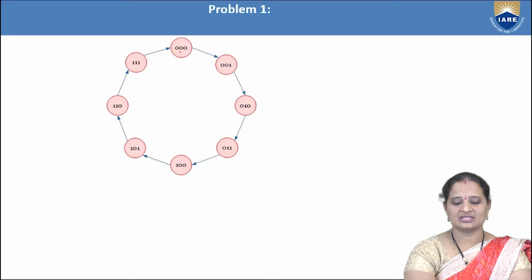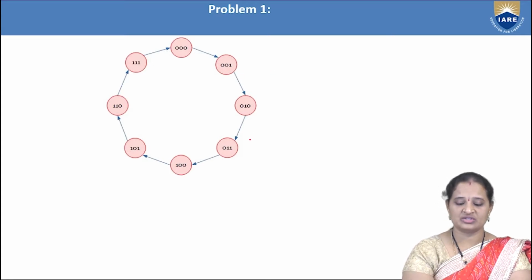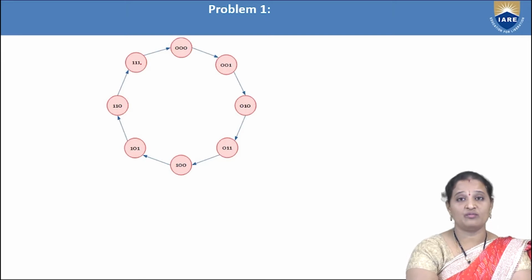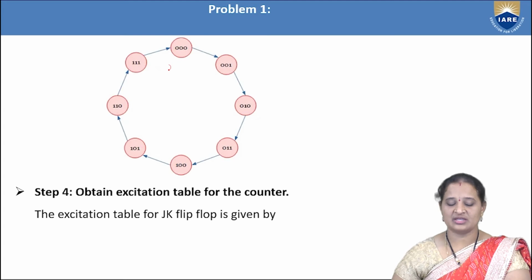Let us consider the initial state as 0 0 0. When the clock pulse is applied, it will change its state to 0 0 1. Next 0 1 0, from 0 1 0 it goes to 0 1 1, from 0 1 1 to 1 0 0, then 1 0 1, 1 1 0, 1 1 1. After 1 1 1, it will go back to the initial state, that is 0 0 0. That is why I have constructed the state diagram as a closed loop here. So this is the state diagram of the 3-bit synchronous up counter.